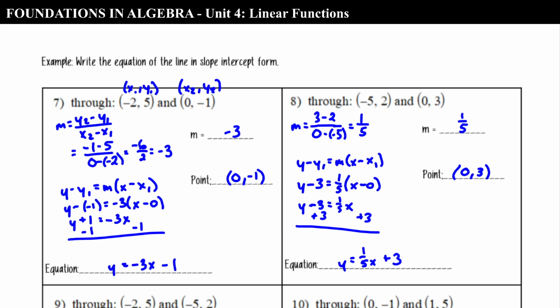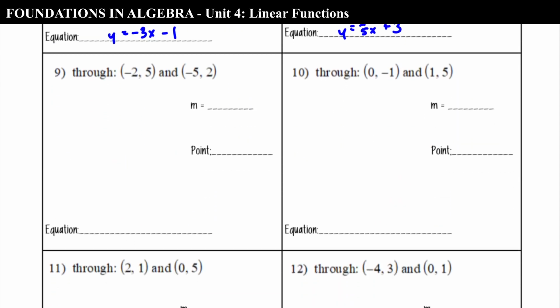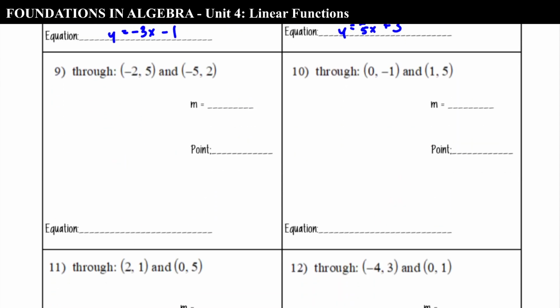All right, for number 9, I'm going to show you that it doesn't really matter if you do this as y1, y2, or x1, x2, and this as x1, y1. It doesn't really matter as long as you stay consistent. So I'm going to make this x2, y2, and this x1, y1, because it doesn't really matter as long as you just label one with 1s and the other with 2s.